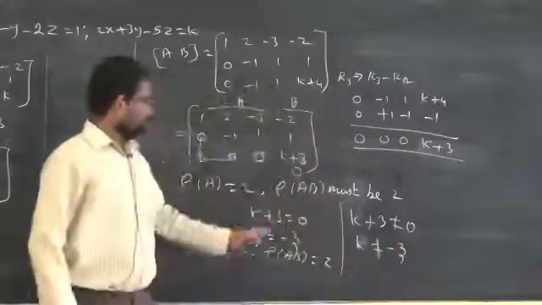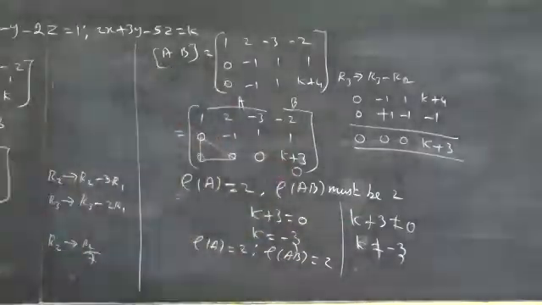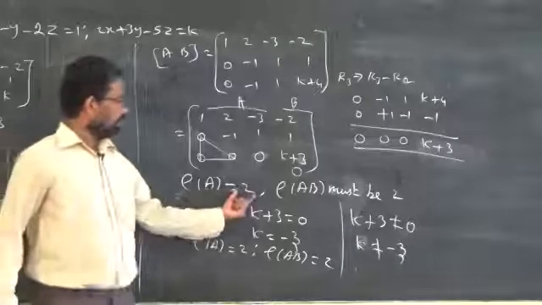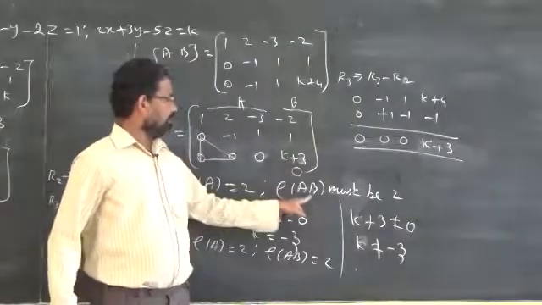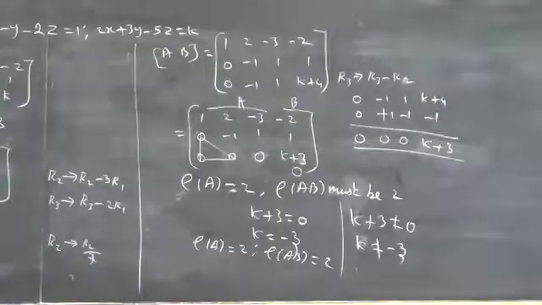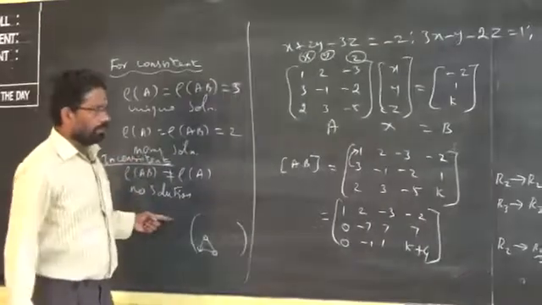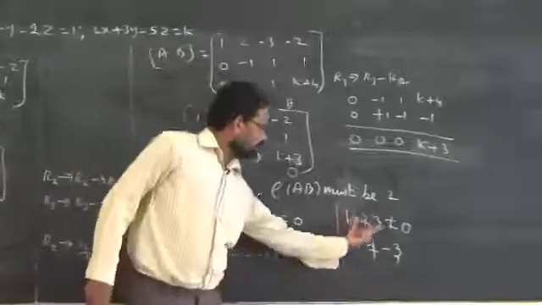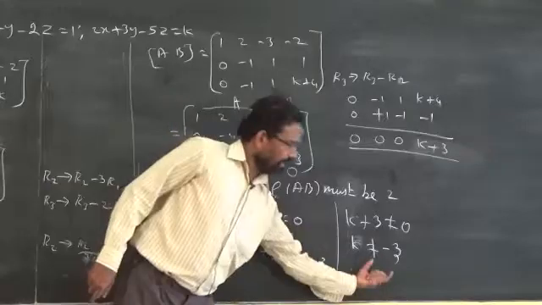If you replace k with anything other than minus 3, then you will get rank of AB is always 3. In such a case, we know the rank of A is 2. So when the rank of AB and rank of A are different, then it is inconsistent, there won't be any solutions. The same question, if it is given inconsistent, please follow these two steps. This is for consistent and this one for inconsistent.